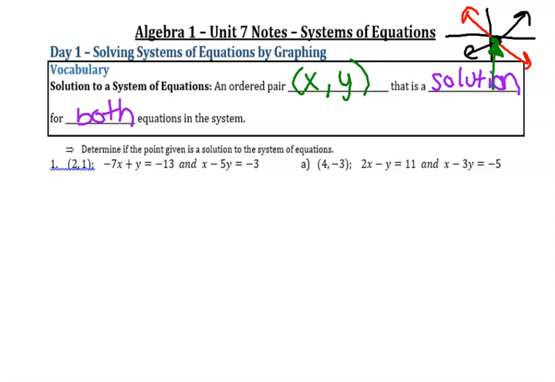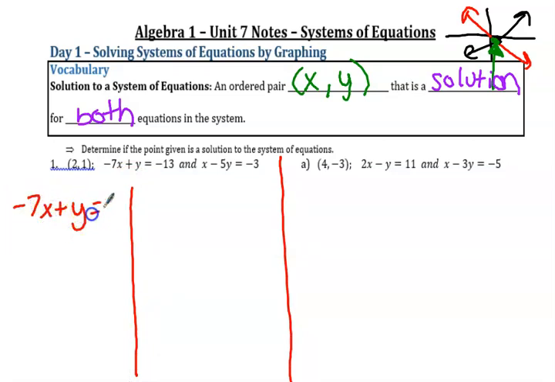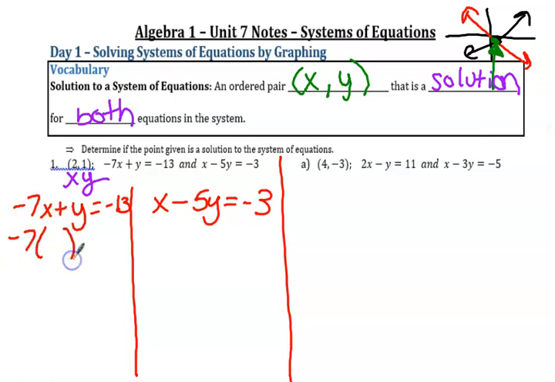Determine if the point is a solution to the system of equations. What that means is it has to work for both equations. I have negative 7x plus y equals negative 13, and then I have x minus 5y equals negative 3. So what are we doing? Plug it in. We're plugging in this x and y into the equation. I have negative 7 times 2, plus, what is my y? 1. And I'm going to make it equal to negative 13 and see if the two sides work.